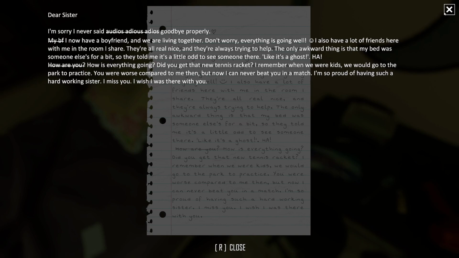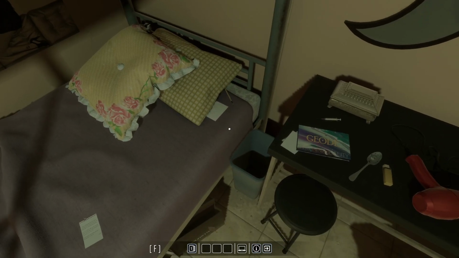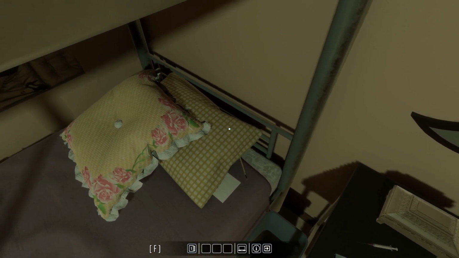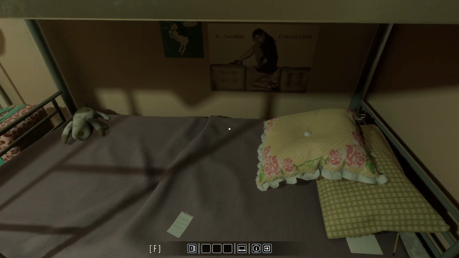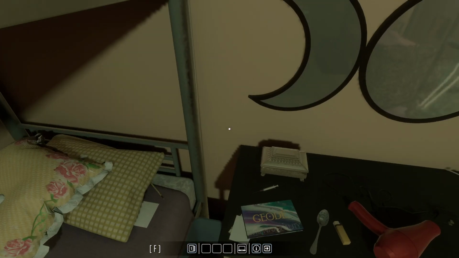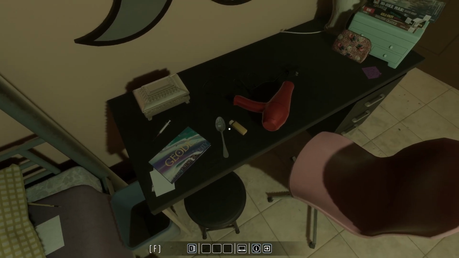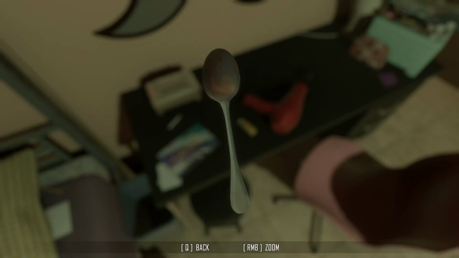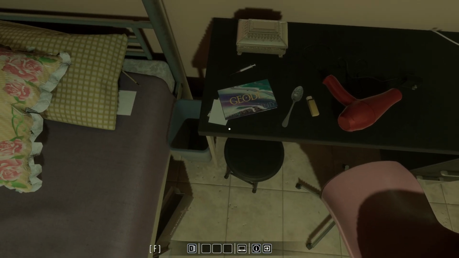Like it's a ghost. That's a bit scary because I'm fairly certain the person who owned the bed is dead. So this is definitely Stephanie, and I guess Stephanie was the one who got the tattoo.